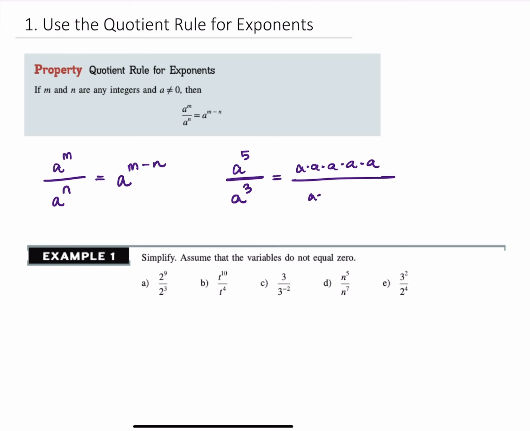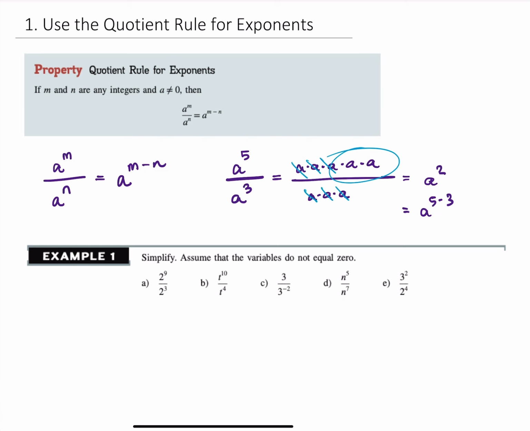And we have 3 of them on the denominator. Since everything is multiplied, we can cancel this a with this a, this a with this a, this a with this a, and then we're left with 2 at the end. So a squared, which is effectively a to the power of 5 minus 3. So when we're subtracting, we're really dealing with this cancellation that's happening.